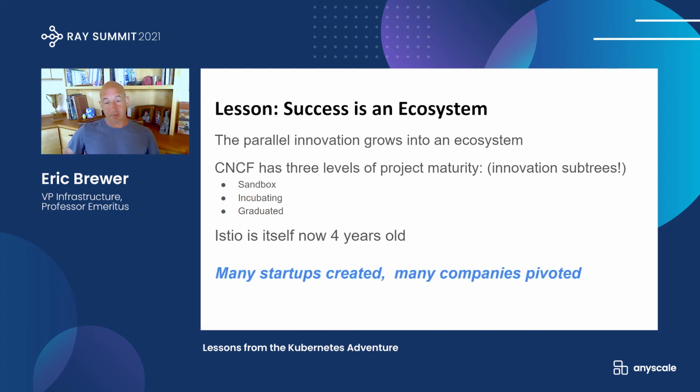And in fact, there's another part of this ecosystem, which is the startups that were created. So there's hundreds of startups in this space. They're part of the ecosystem as well. And in fact, many existing companies pivoted. The most obvious example probably would be IBM with its acquisition of Red Hat. That's a giant bet on Kubernetes for the multi-cloud space.